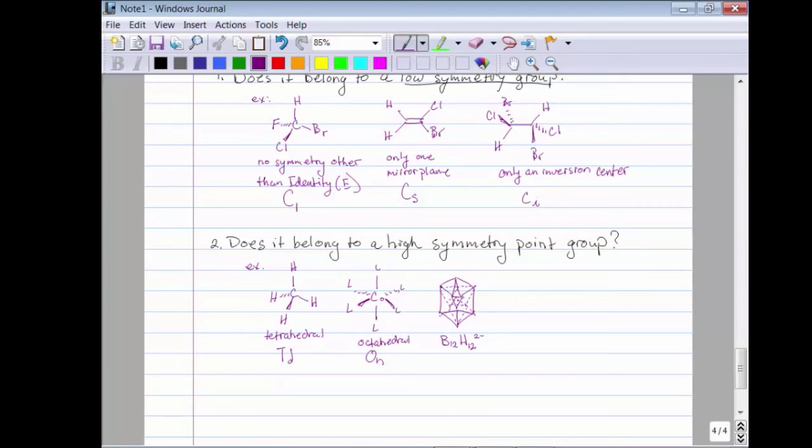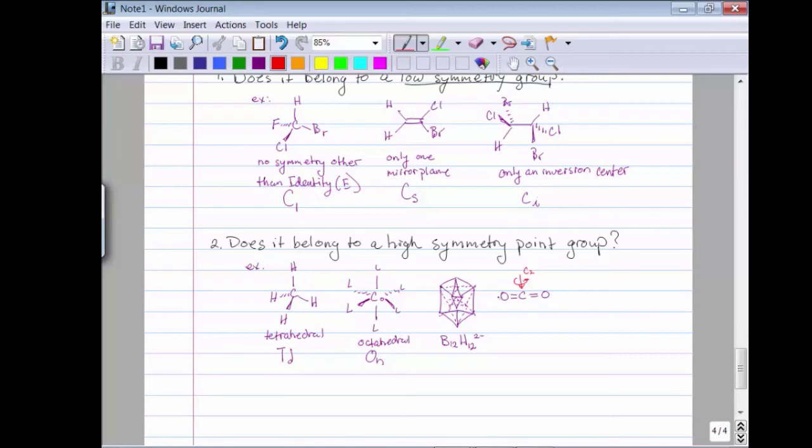There are two more. Anytime you have a linear molecule, you want to ask yourself if it's a high symmetry group. So if you have something like carbon dioxide, it's a linear molecule. This guy has a C2 axis. I'm going to draw it in red. C2. So you can rotate around there 180 degrees. It would be the same thing.